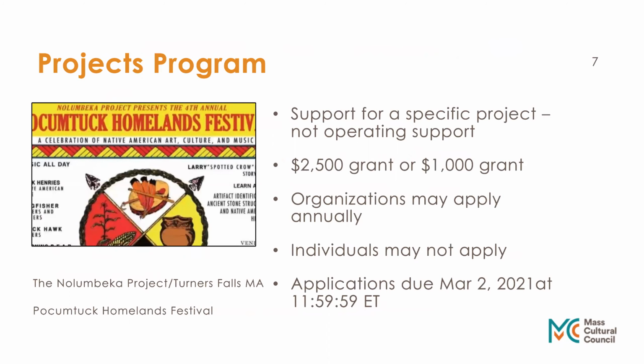So here we are with the projects program. Again, this is support for a specific project. You're going to have to describe the project that you are doing. It's not a general operating support grant. Grants at 2 levels, $2,500 or $1,000. And you select that. It's based on the budget size of the project that you are applying for. You may apply to this program annually. So if you got a grant last year, you can apply again this year. You can continue to apply multiple years. You can do the same program every year. This might be your annual production of Christmas Carol, and you apply for it every year, and that's okay.